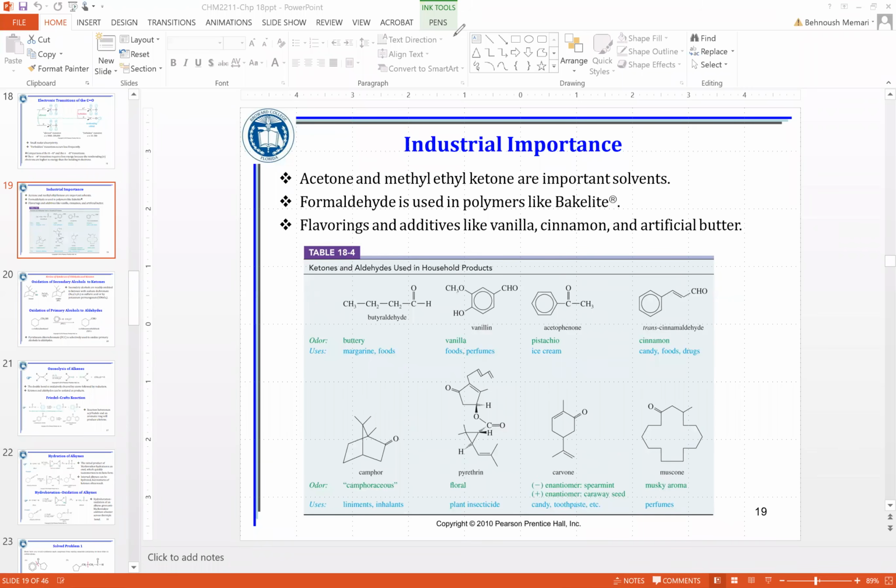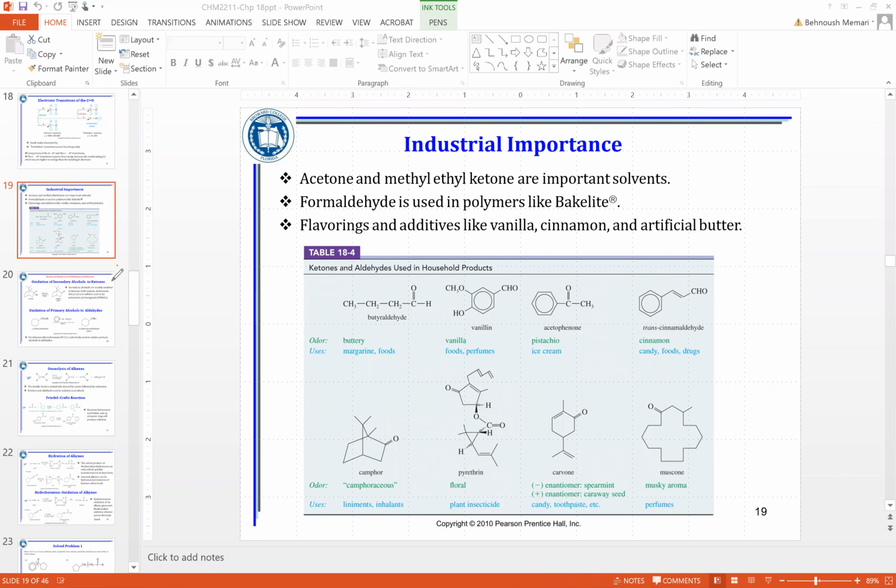Good afternoon again, and we are starting with the chapter, continuing with chapter 18. We talked about naming aldehydes and ketones. We talked about physical property, solubility, intermolecular forces, common name, IUPAC name, and some common uses or industrial importance, and uses outside of the chemistry lab where aldehydes and ketones are used.